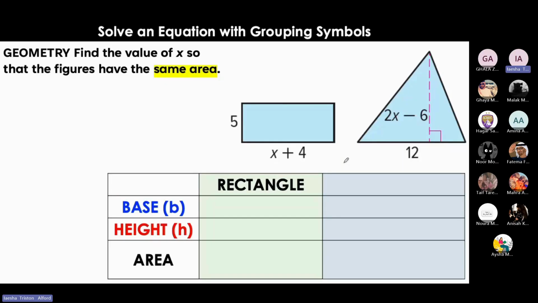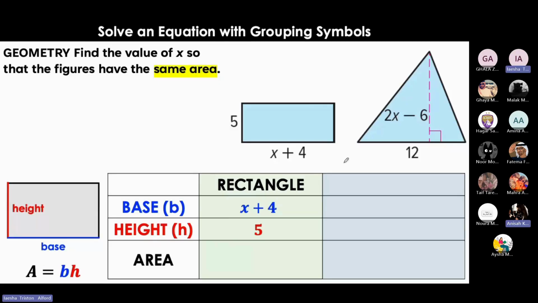This shape, we have one rectangle. What is the base of the rectangle? X plus 4. Good. What's your height? 5. Positive 5. What's the formula for the area? X plus 4 times 5. Before that, base times height. So what you're gonna write there?